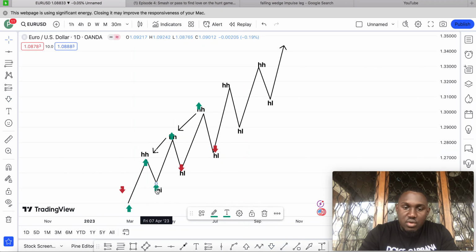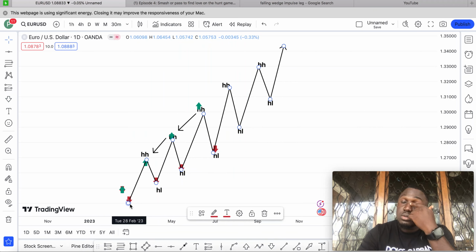Sorry, I was supposed to use a red. So this low is lower than this low. Guys, can you see? This is supposed to be the blue, and this is supposed to be the red. So the reds are the lows. Alright.